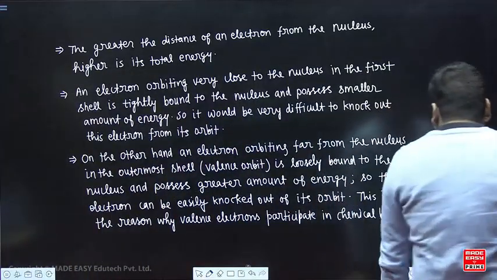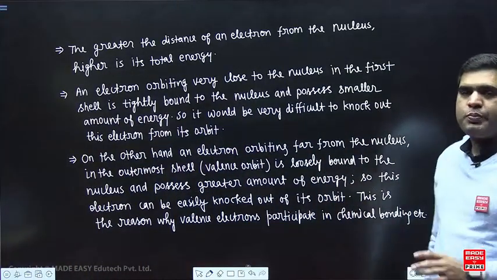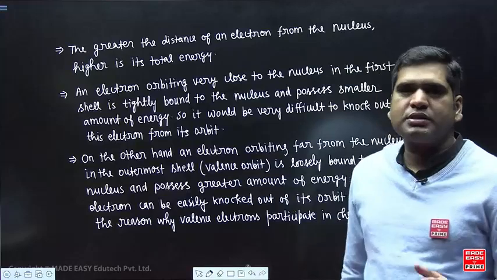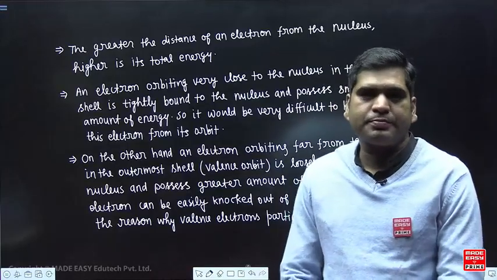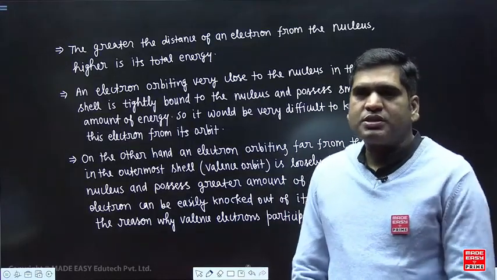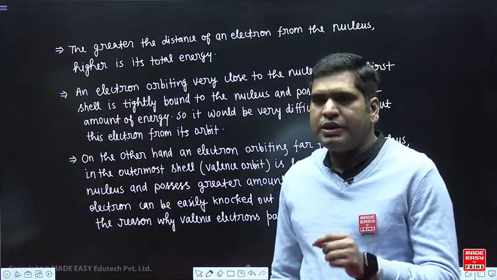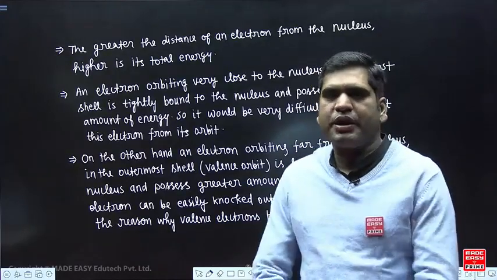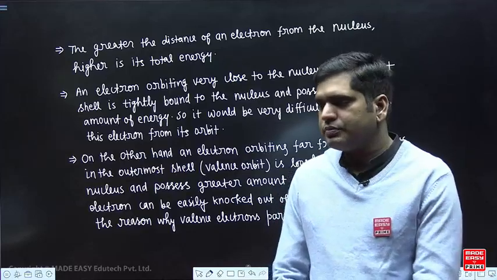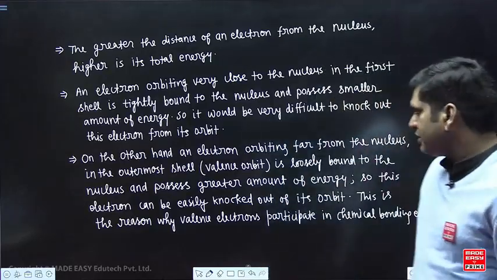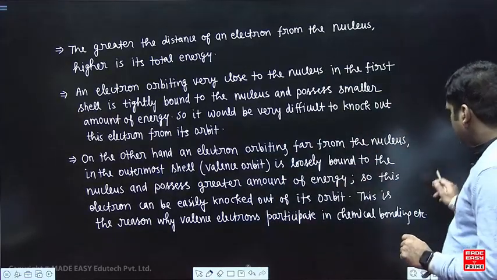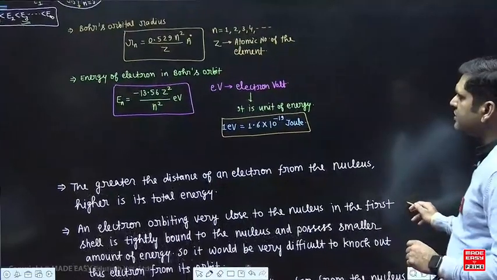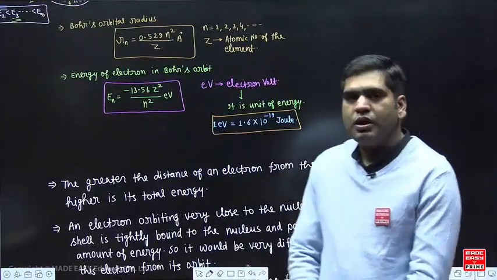Bohr's model was able to explain several things, but it has certain inherent limitations. One limitation is it could not explain the effect of electric field and magnetic field on the electrons. But these are not the big thing. The big thing was there was a big scientist named Heisenberg.